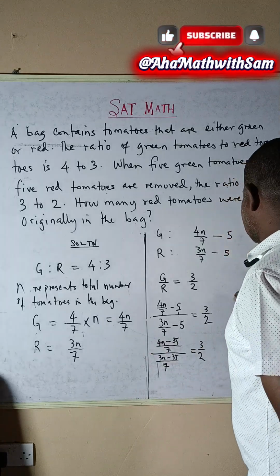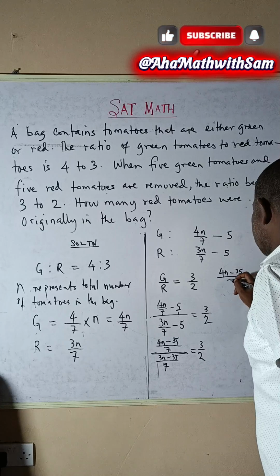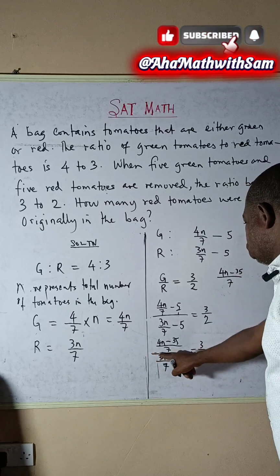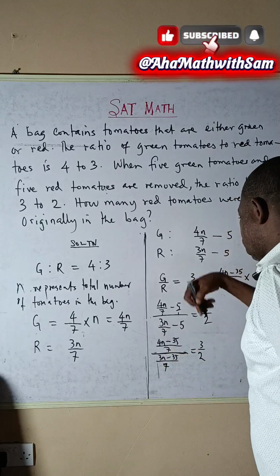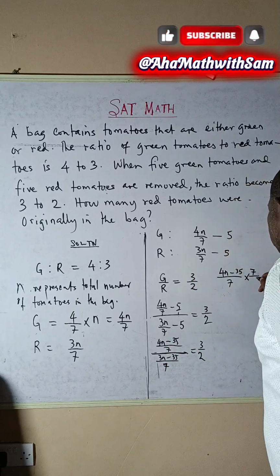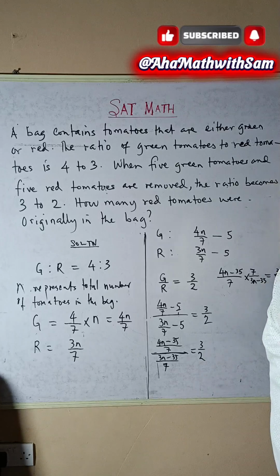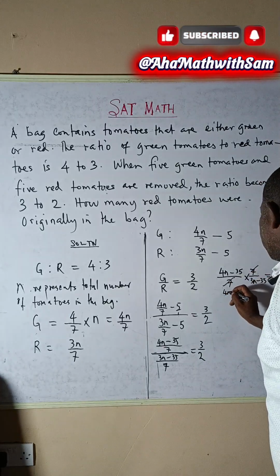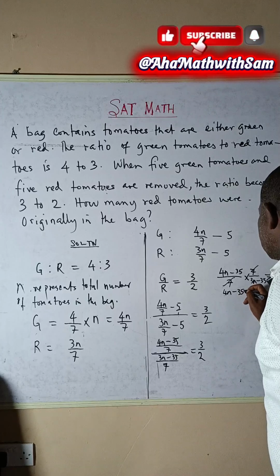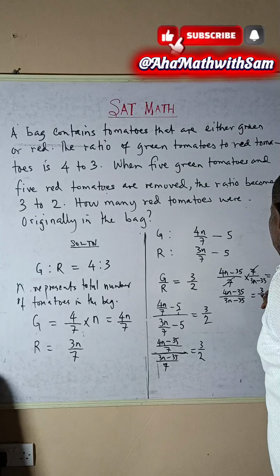3/2. This fraction is the same as saying 4N minus 35 over 7. Now when I change this division sign to multiplication, the fraction on the denominator will invert. So I'll have 7 divided by 3N minus 35 equals 3/2. The 7 will factor out. So we are left with 4N minus 35 over 3N minus 35 equals 3/2.